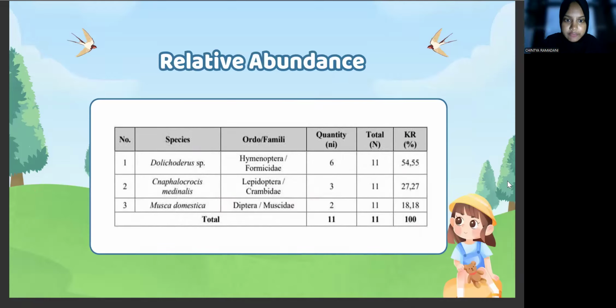Next, relative abundance. This table shows the relative abundance of insect species found on the jackfruit tree. A total of 11 insect individuals were recorded during the observation. The Dolichoderus sp. had the highest relative abundance with 6 individuals and a percentage of 54.55%. This indicates that the Dolichoderus sp. was the dominant species found on the jackfruit tree.